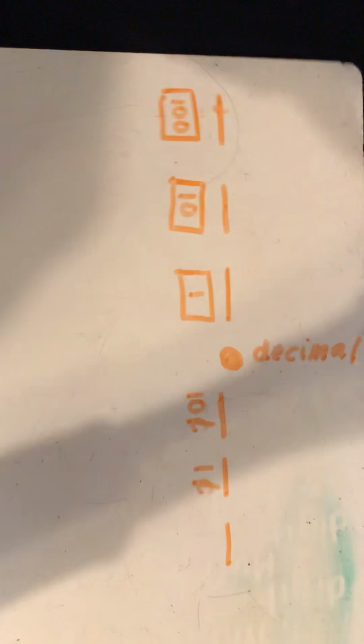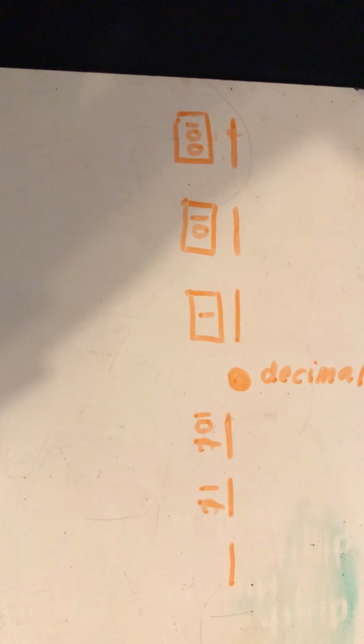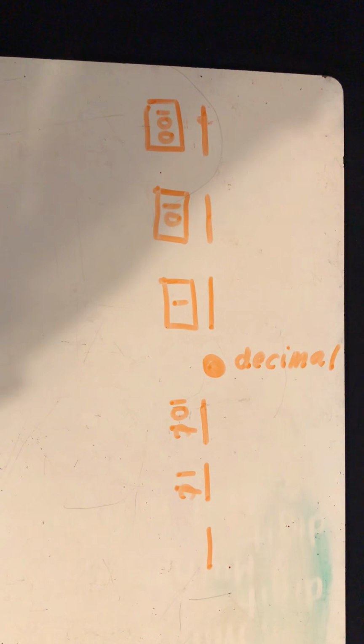Okay, boys and girls, we are on lesson 91. It is decimal place value. So in today's lesson, I'm going to have to flip my camera this way. Thinking about money can actually help us understand decimal place value.